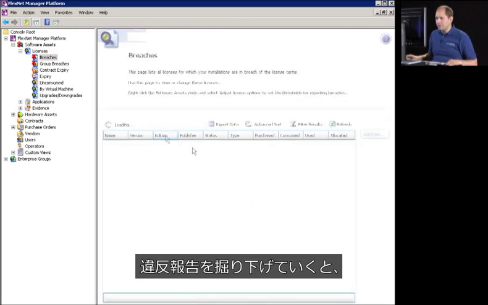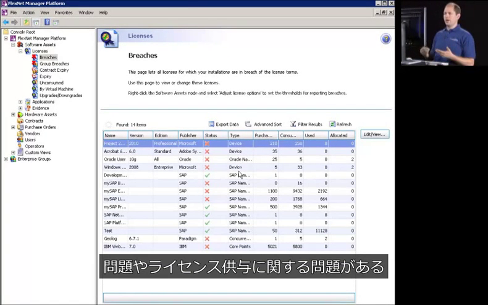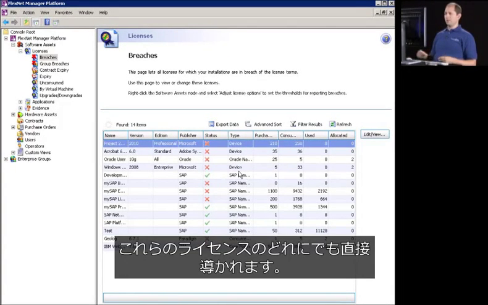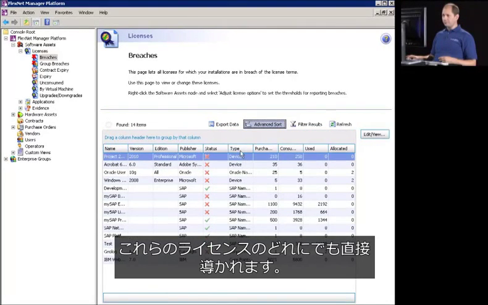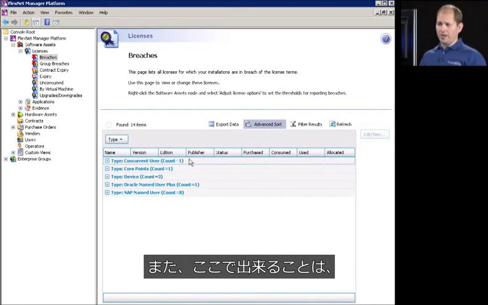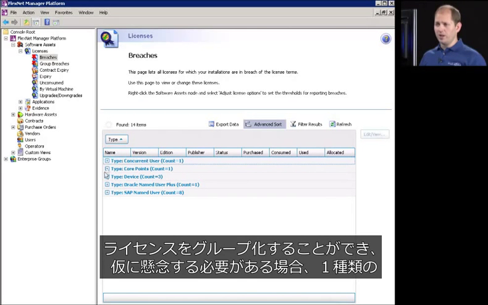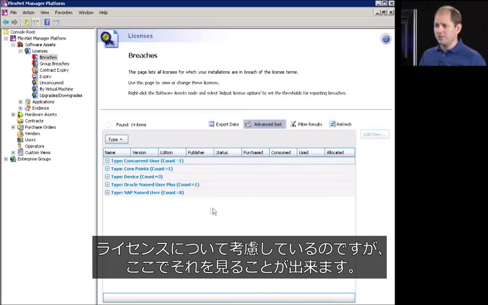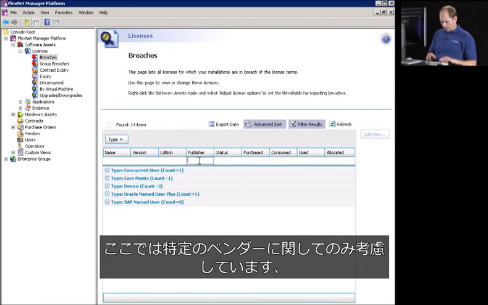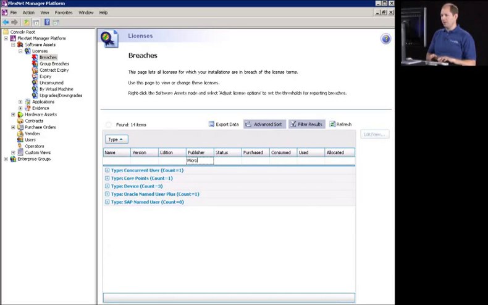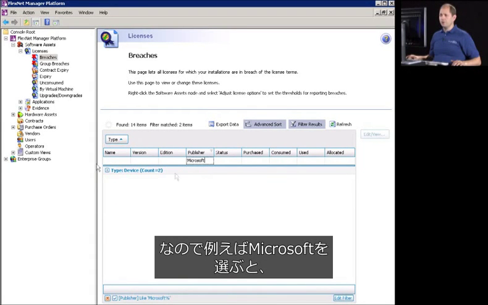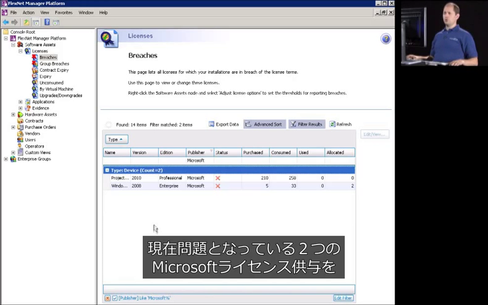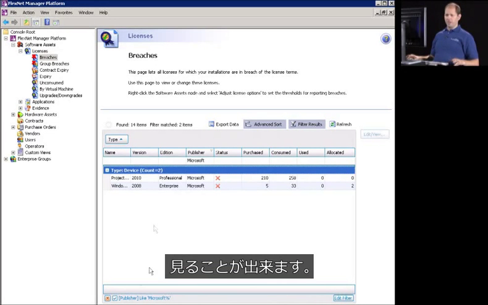So if I drill down onto the breach report, it will take us straight into any of those licenses where there's a problem or issue with the licensing. Also, what we can do here, we can group any of the licenses together. So if I'm only concerned with one type of license, I can look at that here. I can also filter the results, and here I might be only concerned with a particular vendor. So let me just choose Microsoft, for instance, and then I can see the two Microsoft licenses that I have an issue with right now.